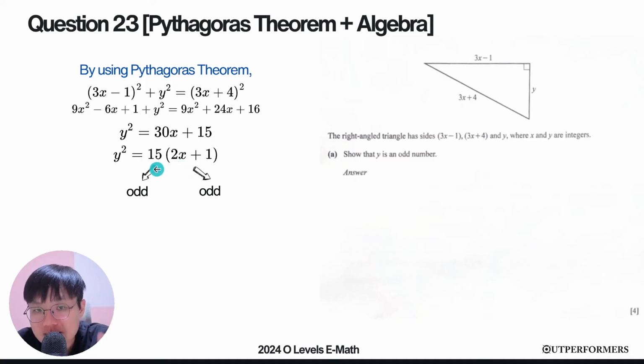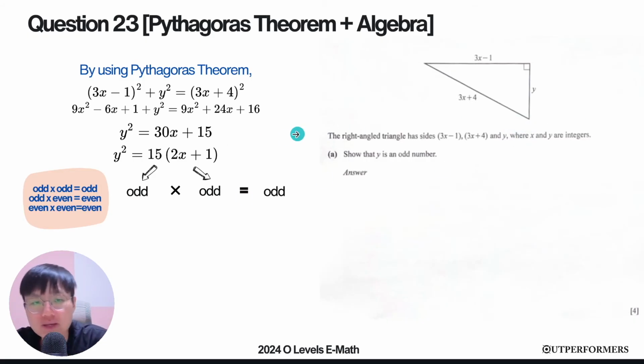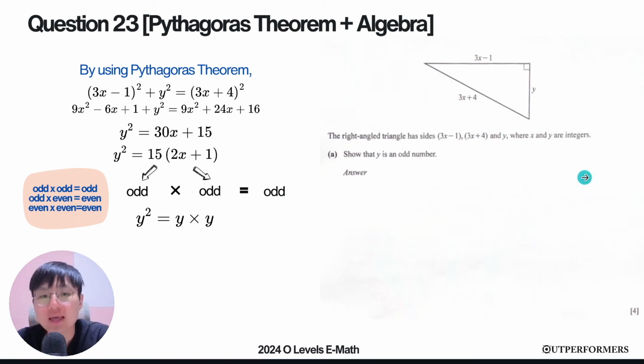So what is the result of 2 odd numbers multiplying each other? The answer is an odd number, right? So no matter what, y square is an odd number. This is a very important thing you have to take note of on how the multiplication of odd and even numbers, right? What does it give you? And because of this, since I know y square is an odd number and y square comprises of y times y, in order for you to get an odd number, I need y to be an odd number.